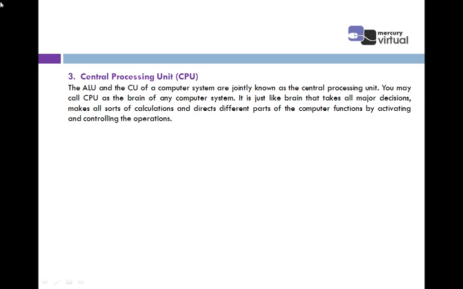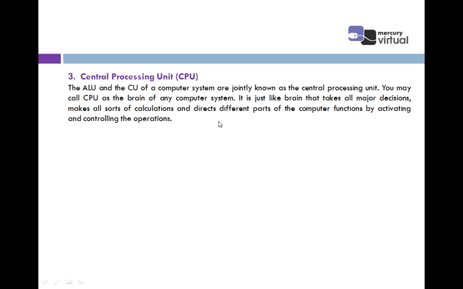Right. Then the last one is CPU. The ALU and CU of the computer system are jointly known as the CPU. Means the CPU includes the ALU and the CU. You may call the CPU the brain of any computer system.